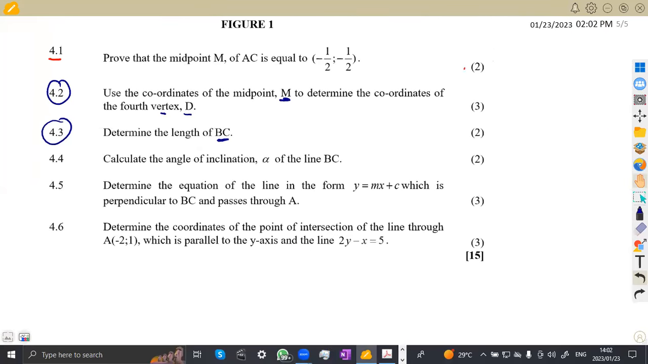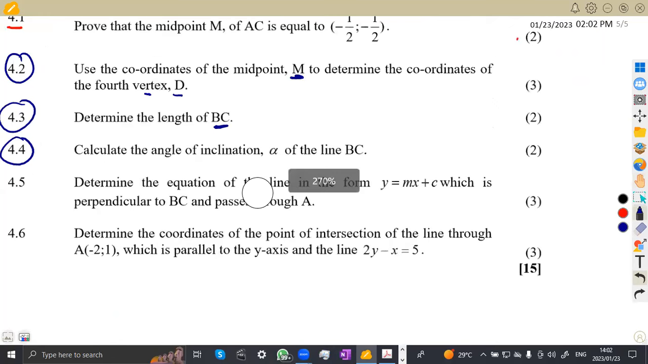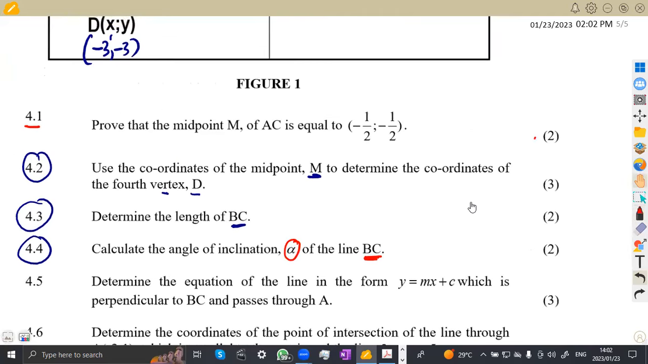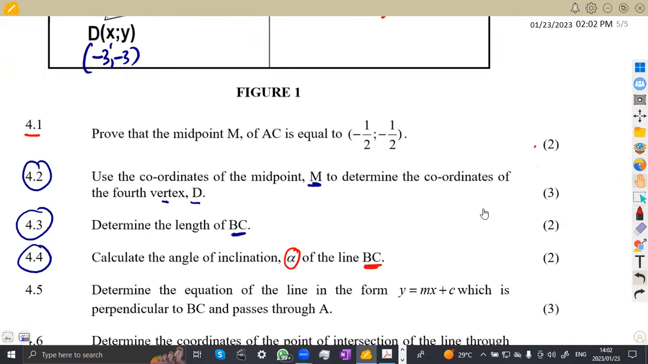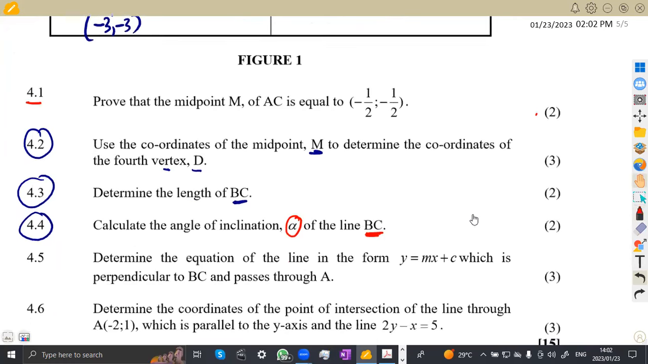All right, 4.4, we are given calculate the angle of inclination alpha of the line BC. So we want to calculate the angle of inclination alpha. Do we have the gradient of line BC so far? We do not have this. Okay, I want to change this to this thing here. So as we can check, we do not have this gradient of BC, because for you to have the angle of inclination alpha, you must have the gradient of BC. But we never calculated this gradient of BC, we never. So that means we are forced to calculate first the gradient of BC, because we never calculated this.